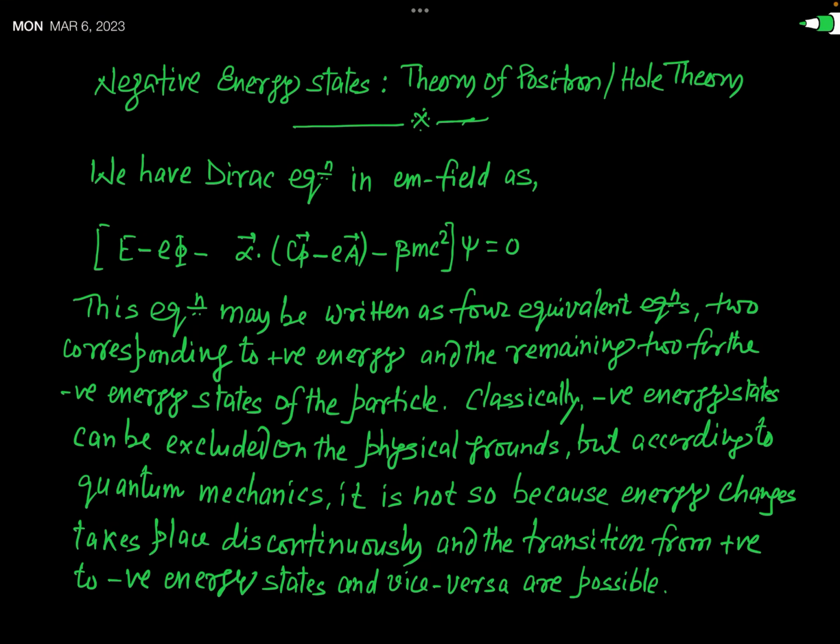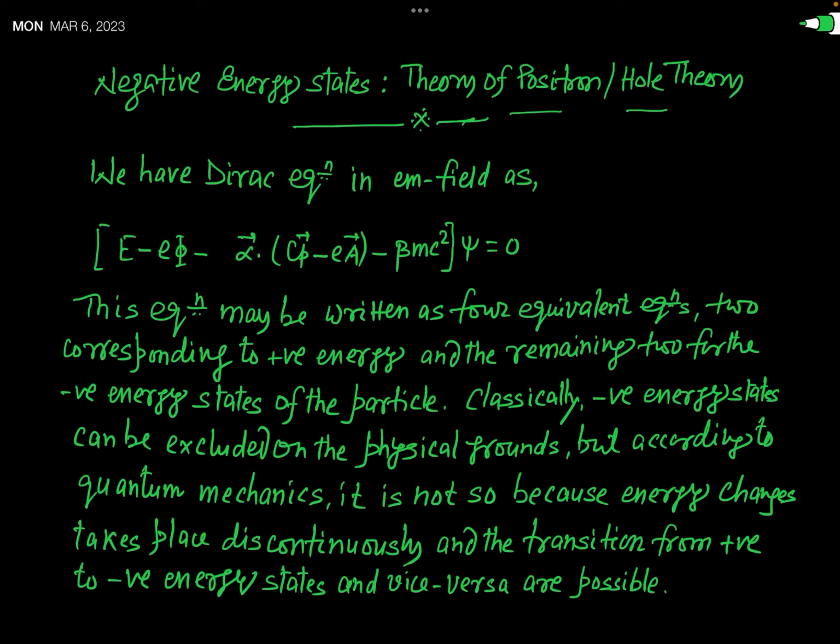In Dirac theory, today we are going to discuss a very important problem, and this is regarding the negative energy states. You may also say that we are going to discuss the theory of positron or hole theory. So how can the negative energy states, or theory of positron or hole theory, be explained on the basis of Dirac theory, we will see.